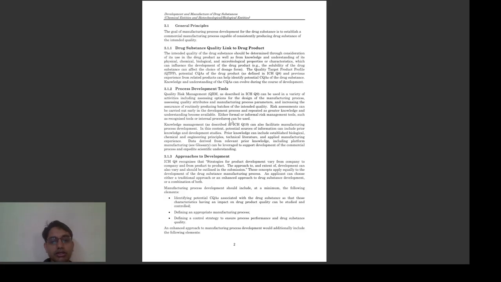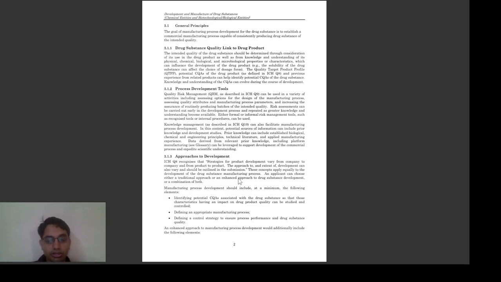Knowledge management, that is ICH Q10, can also facilitate manufacturing process development. In this context, potential sources of information can include product knowledge and development studies. Product knowledge can include established biological, chemical and engineering principles, technical literature, and applied manufacturing experience. Data derived from relevant prior knowledge, including platform manufacturing, can be leveraged to support development of the commercial process and exhibit scientific understanding. Approaches to development.